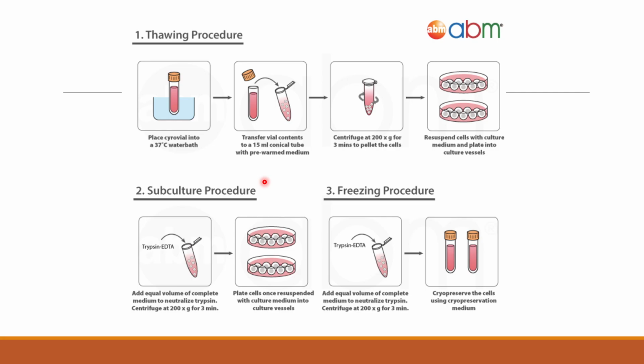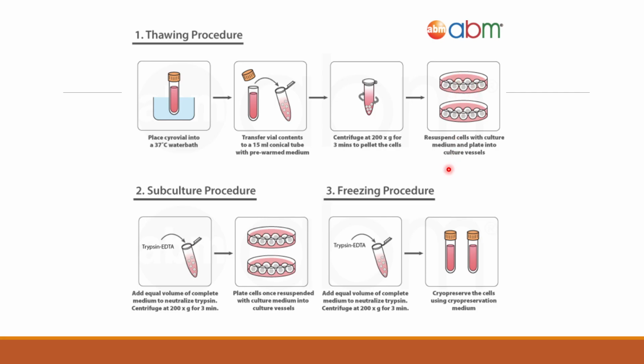So then your cells will not get any stress due to temperature change. After transferring, you centrifuge these cells at 200 g, or even 1000 RPM is also fine, for 3 to 4 minutes, and then you discard the supernatant. You resuspend the pellet in fresh media, and then you again inoculate or seed them into culture dishes which already have media. Depending on the size of the culture dishes, the volume of the media will change.